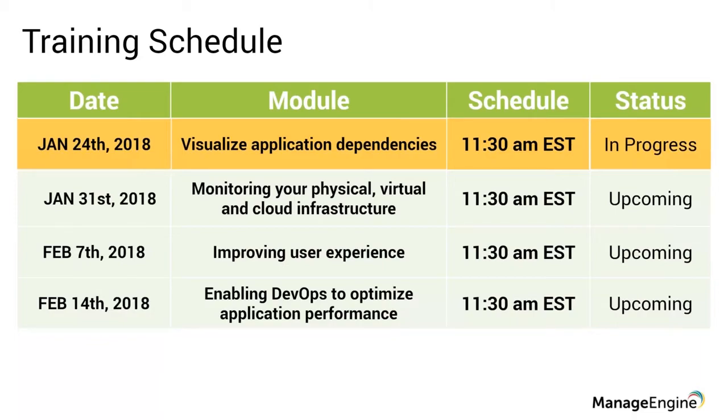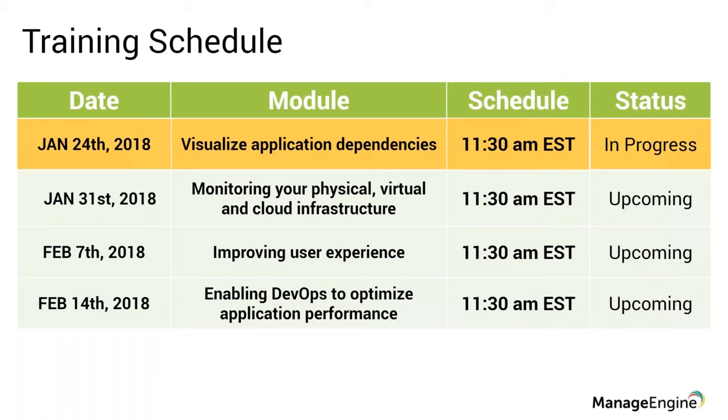And then in the third week, that is the 7th of February, we will explore how to help improve the user experience by analyzing the user interactions throughout a website. And then finally, we will help developers in your organization to optimize application performance by sharing some best practices of troubleshooting performance issues and offering some code level insights to facilitate the troubleshooting process for these developers.